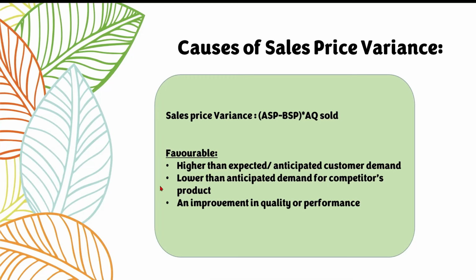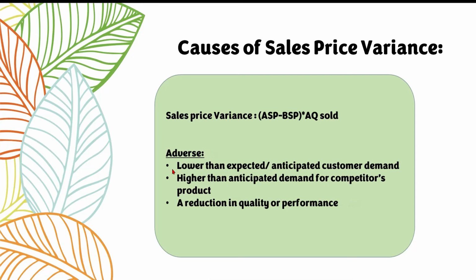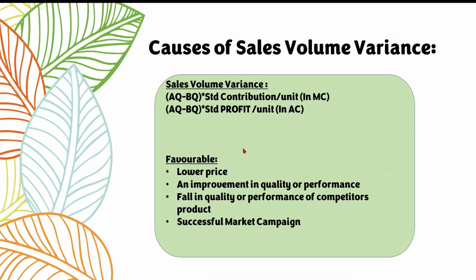So this could be the possible reason, and if you are an F5 student, you need to find out from the scenario given. Okay, so now let's talk about the adverse one. What could be the possible reason if the situation is adverse, meaning the actual result is worse than you expected? That means your actual selling price is lower than the budgeted selling price. In that case, these are the possible reasons, and this is the opposite of the favorable one.